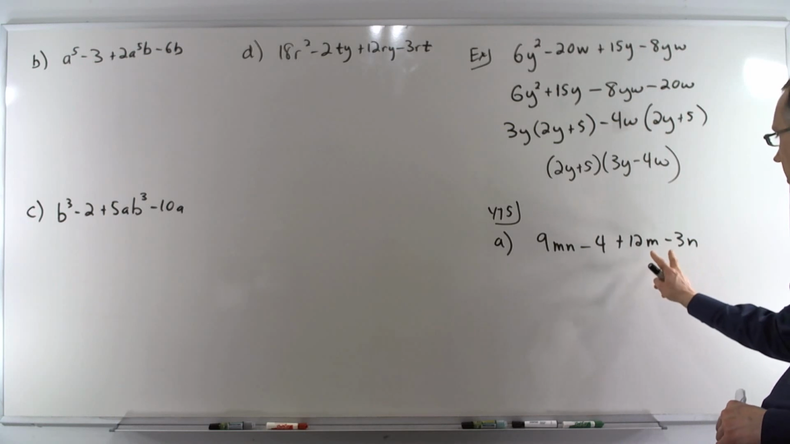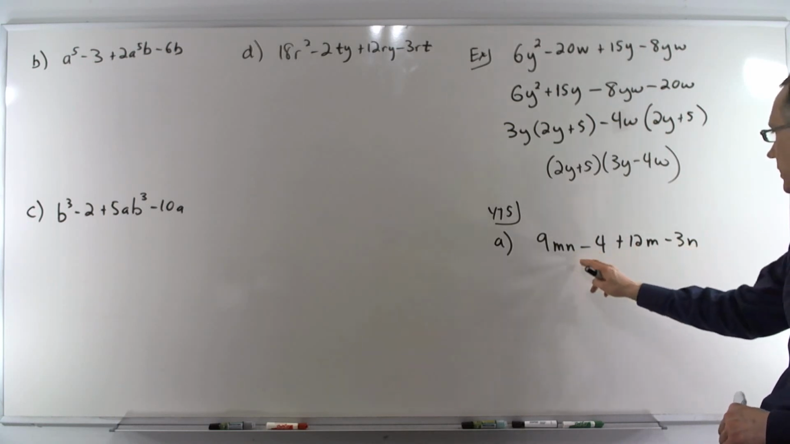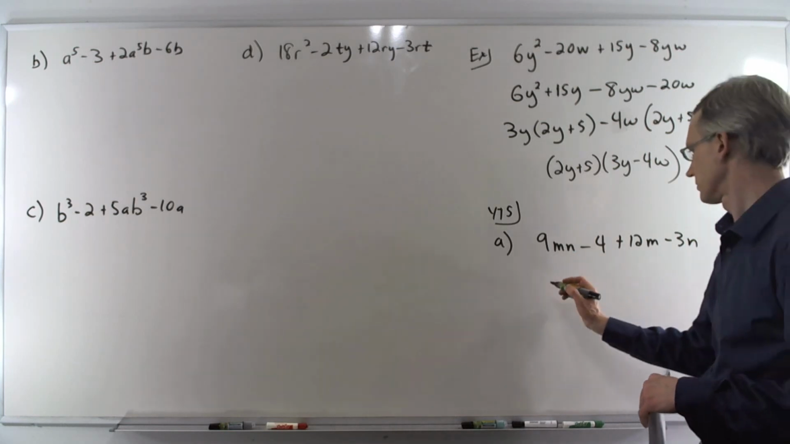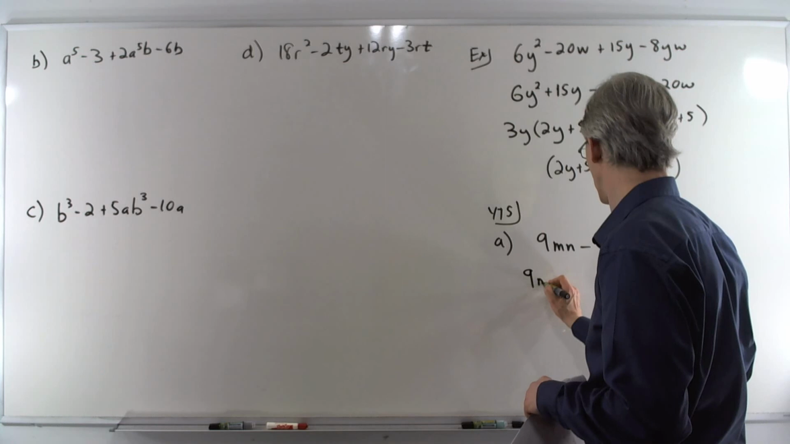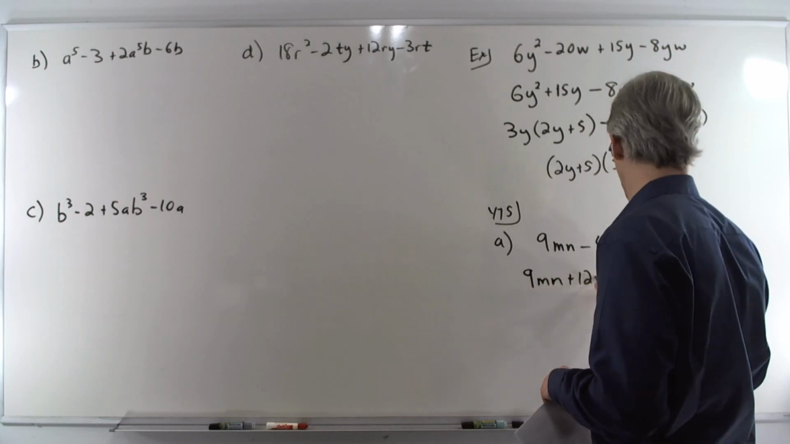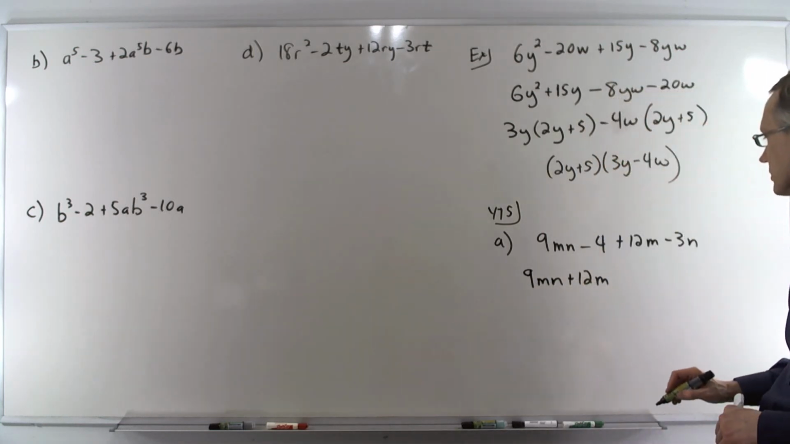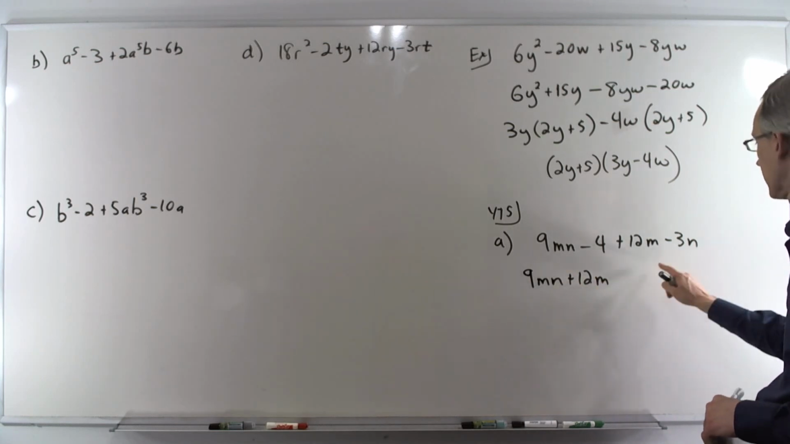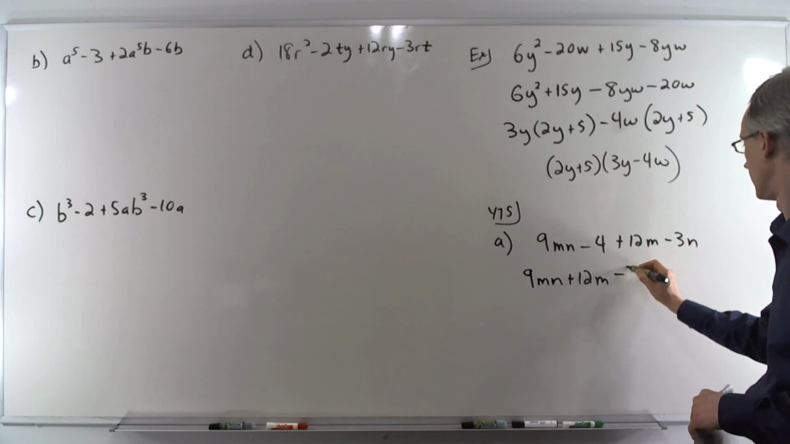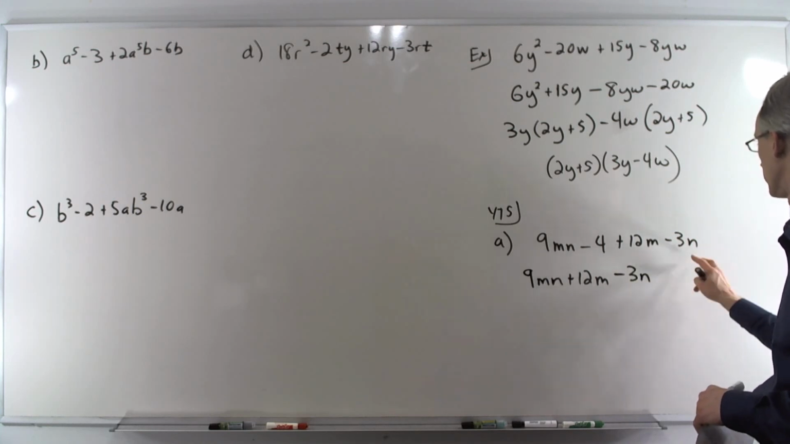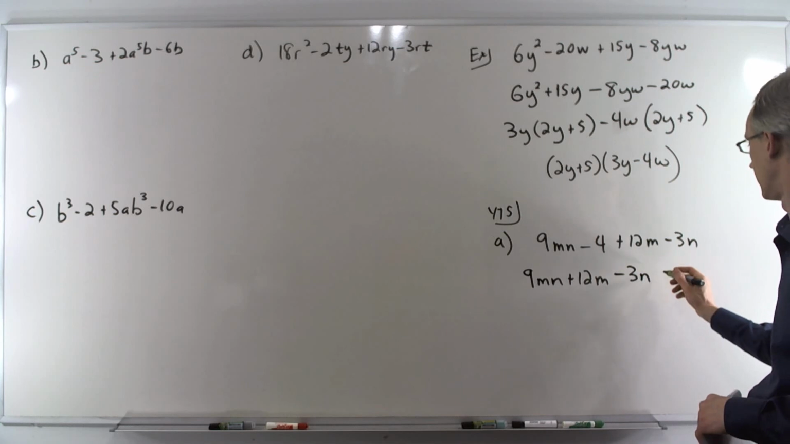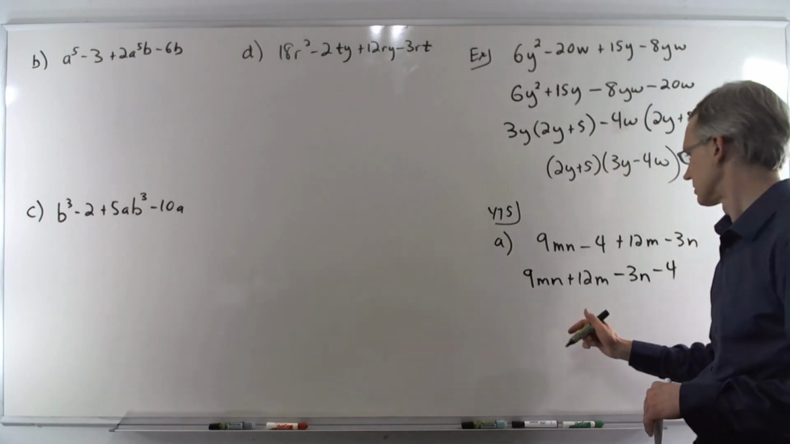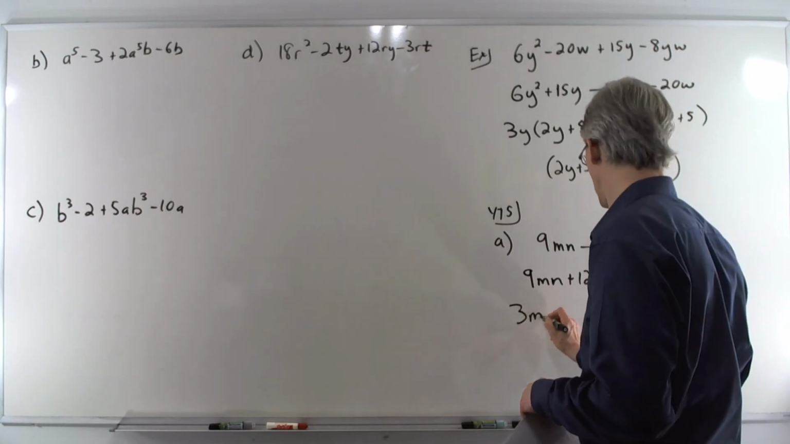So with this one, I want to get either an n over here or an m over here, so I can factor out either m or n. Doesn't really matter, so I'm just going to go with 9mn plus 12n. And now I've got an n in the first one, no n in the second one, so I want to repeat that pattern in the next two, so I'm going to put negative 3n first, and then minus 4 second.